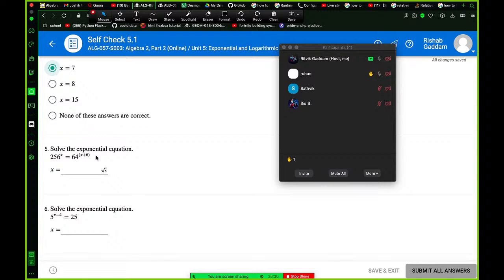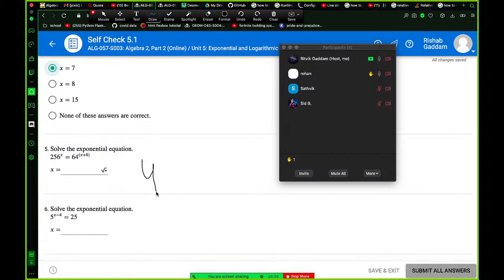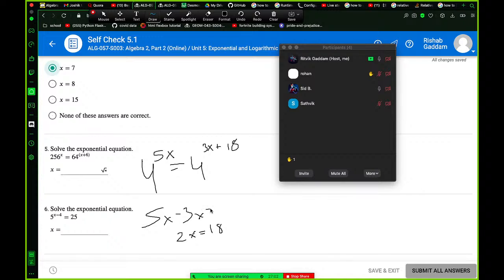Okay, so we just write everything in terms of 4. So we get 4 to the 5x is equal to 4 to the 3x plus 18. Okay, yeah, x is equal to 9. Good job. Let's do some more.